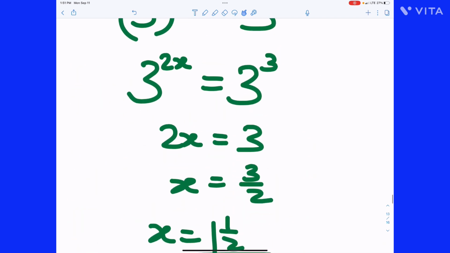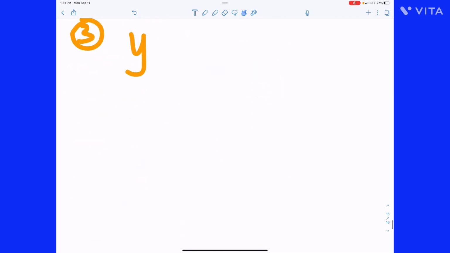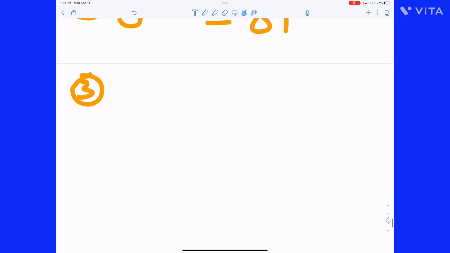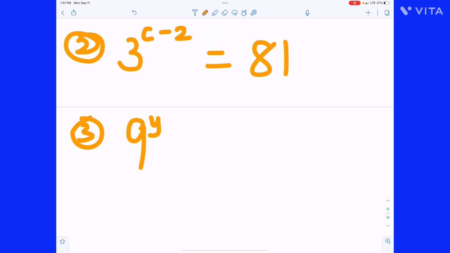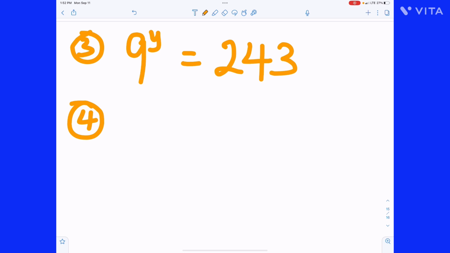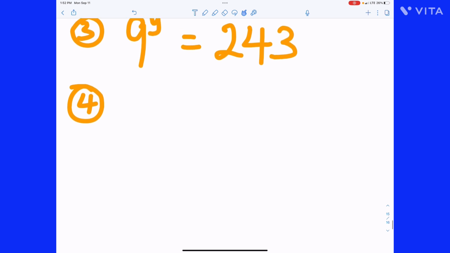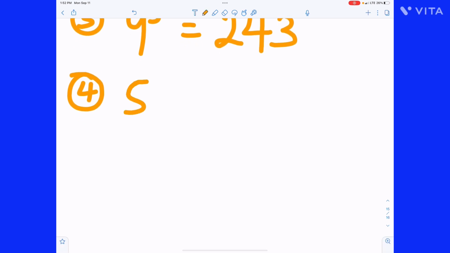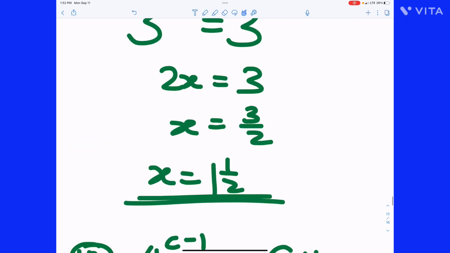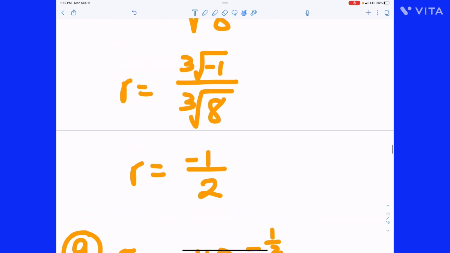Let me start checking to see. Okay, let's do it this way. Let's make it 9 raised to power y is 243. That's okay. Number 4. Just similar questions like the examples we just did together so that you can use it to practice. 5 raised to power 2x is 125. I think that will help.